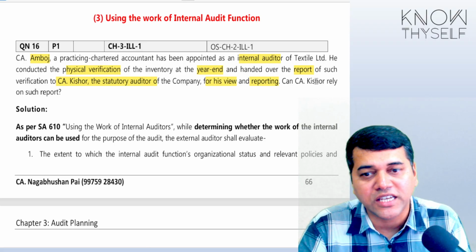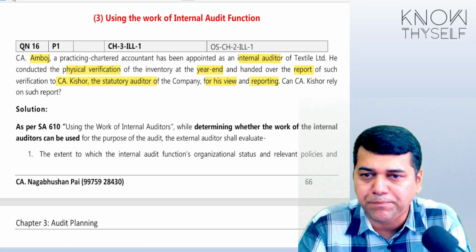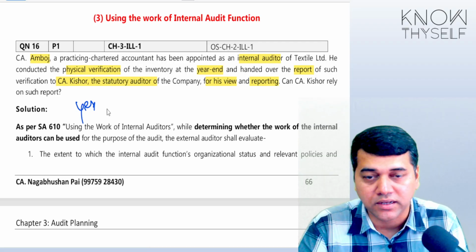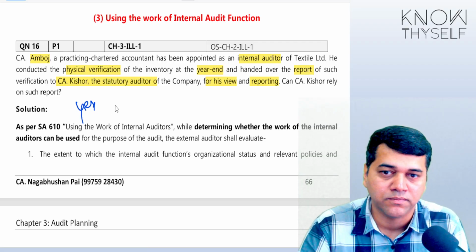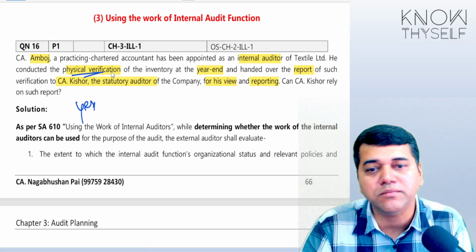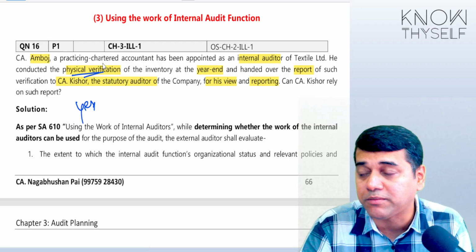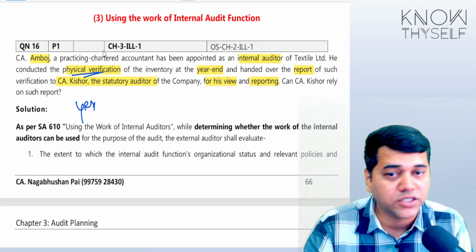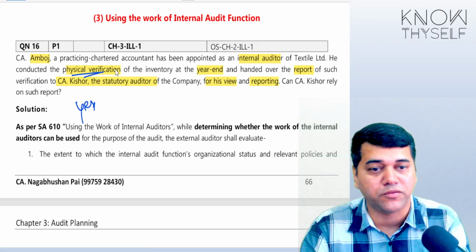Okay, the internal auditor performed the physical verification of the inventory and handed it over for his views and the reporting. Now, can CA Kishore rely on such a report? Absolutely yes, but he has to comply with certain things. The physical verification may not be risky, it may not involve many judgments. In such cases, you can rely after performing certain things.